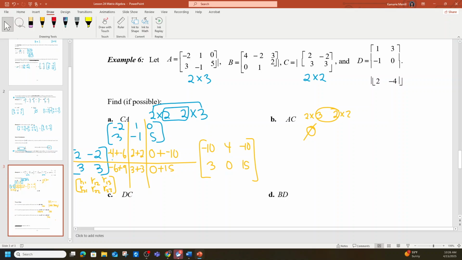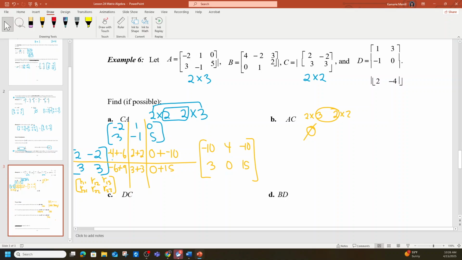Let's hurry and do DC because of the practice, and then we're going to do CD, and notice that they're not the same. Okay, so just because they're square matrices, it doesn't necessarily mean, yes, they're commutative. They are never commutative unless it's an identity. Just square matrices is going to throw you guys off because you think, oh, it's a 2 by 2 and a 2 by 2. Sure.